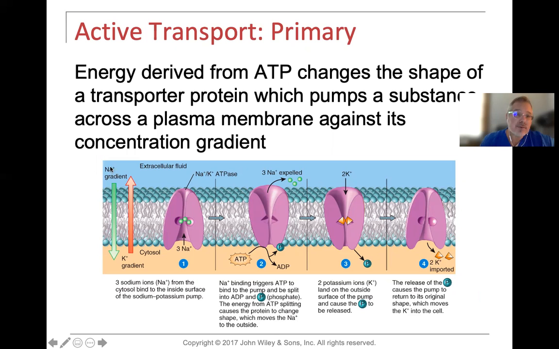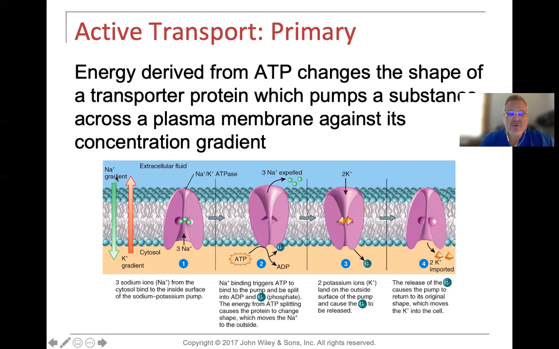we have more sodium outside. So sodium wants to go from an area of higher concentration to lesser. But there's also more potassium inside the cell, and it wants to go from an area of higher concentration to less. So now the question is, what happens with this sodium potassium pump that we've heard so much about and read so much about?